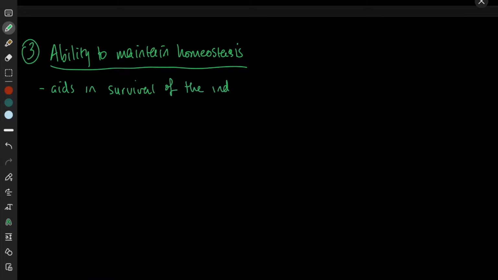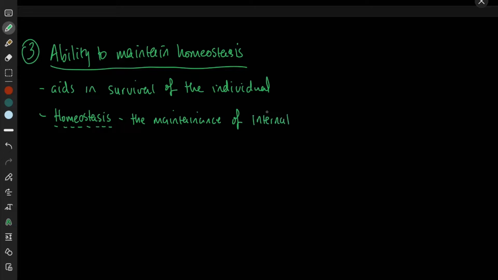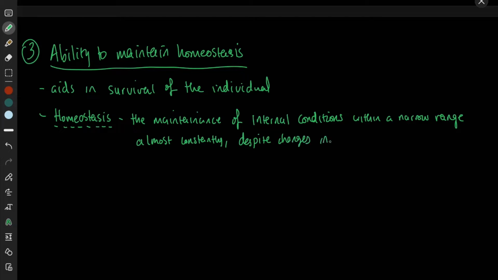Survival of the individual. But let's first define what homeostasis is, right? Homeostasis is the maintenance of internal conditions within a narrow range, almost constantly, right? Despite changes in external environment.